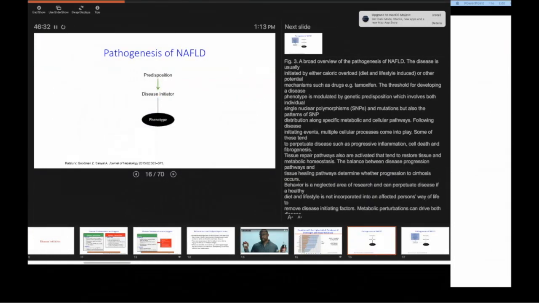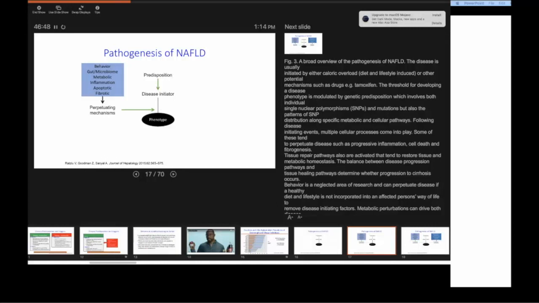And this is just a flow diagram of what's occurring. You have that genetic predisposition, like we talked about with those mutations earlier. Then you have the disease initiation, which is typically the behavior, which leads to a phenotype. And there are perpetuating mechanisms, so mainly the behavior. We know that the gut microbiome is likely playing a role here, especially with LPS and toll-like receptor 4 and inflammatory pathways there. Metabolic issues, apoptotic and fibrotic pathways are also leading this perpetuating mechanism of disease.